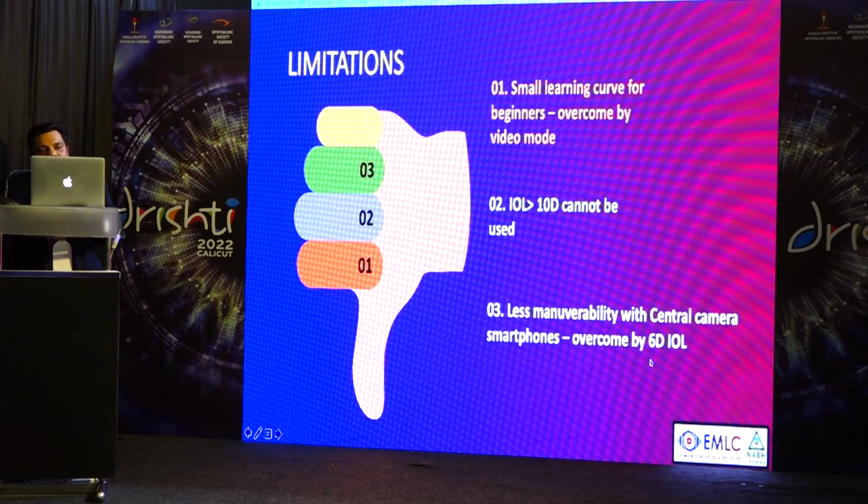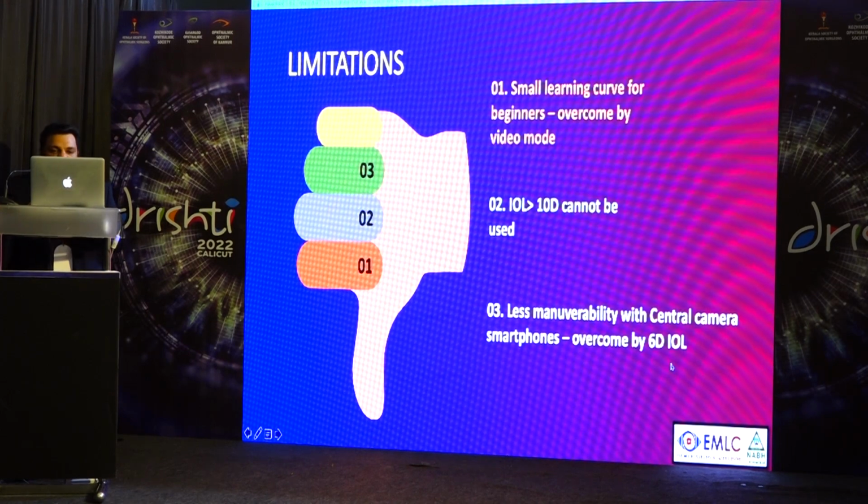A few limitations: there is a small learning curve for beginners when you move your smartphone, and you cannot use an IOL of more than 10 diopters. Sometimes not everybody has an iPhone with a peripheral camera. Some of them will have a central camera. Then your maneuverability is a little difficult because it's obstructed by the nasal bridge of the patient. So there is a little difficulty with a central camera, but if you have a peripheral camera, it's good. If you put a 6 diopter lens on a phone with a central camera, then the problem is sorted out. So you really need to have a 6 diopter IOL to get good and wide field images.